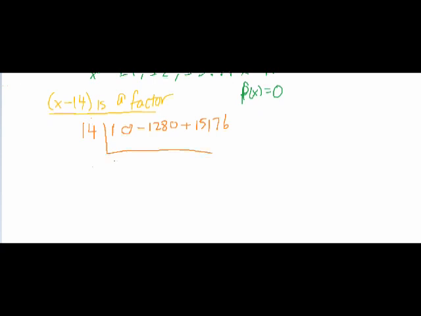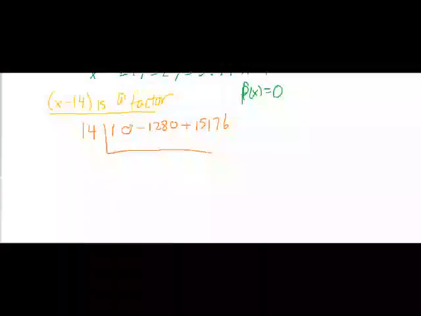We always bring down the first number. In this case, it's 1. Now we multiply by the outer number, 14. So 14 times 1 is 14. And then we add them. 0 plus 14 is 14. And then we keep working this through. 14 times 14 is 196. We add these. Negative 1280 plus 196 is negative 1084. Times 14, which is negative 15,176. And if you add that, that's 0. The last number here, or the remainder, is always 0, or you have done something wrong.